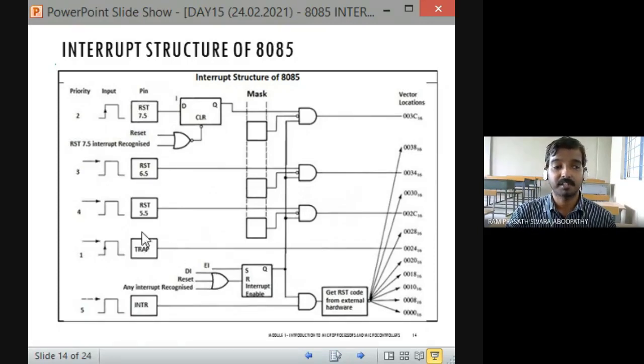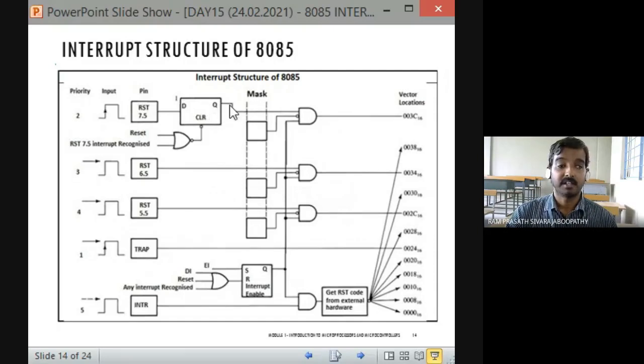So this is the high priority interrupt. It has sensitivity both level as well as edge. Whereas in the case of RST 7.5, it is only edge sensitive, and in the case of trap, it is both edge and level sensitive. Why is it like this? Any idea? It has the very highest priority, there is no doubt in that. Then why is it both edge and level sensitive? Okay, we can discuss it later. We will go into the next things.